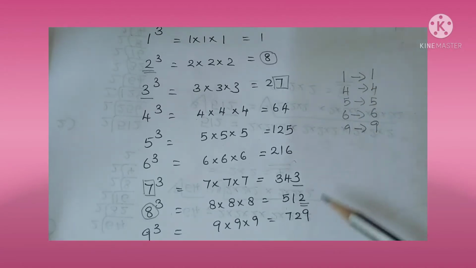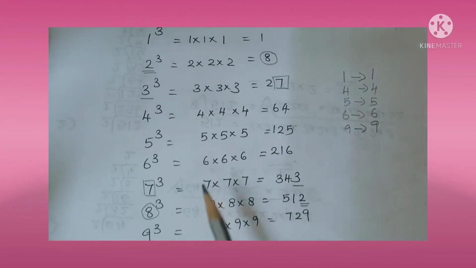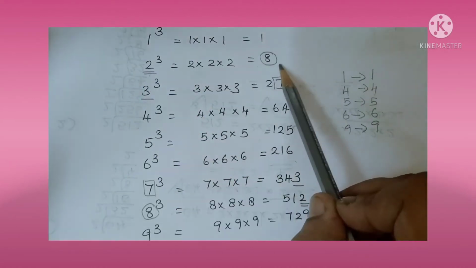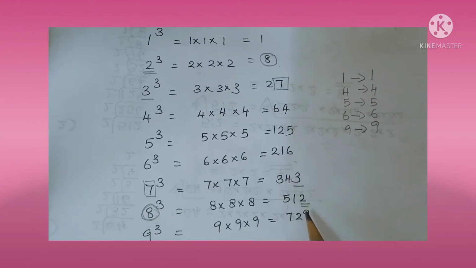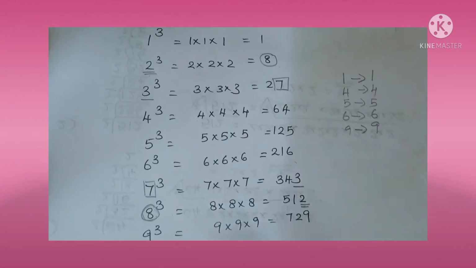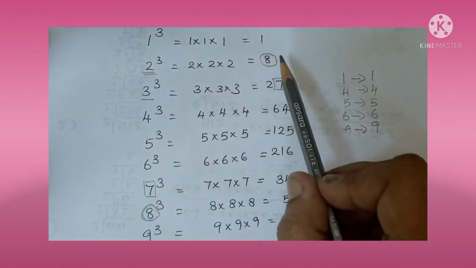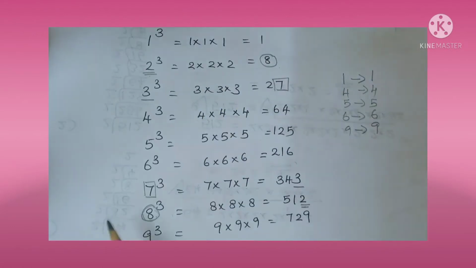Here, can you find an easy technique? 2 cube is 8 and 8 cube is 512. That means the cube of a number ending with 8 ends with a 2, and the cube of a number ending with a 2 ends with 8.